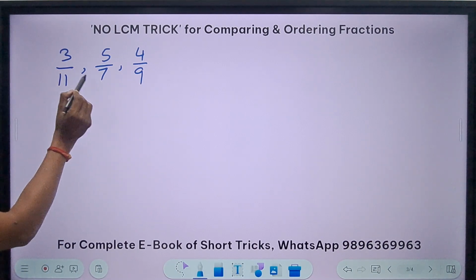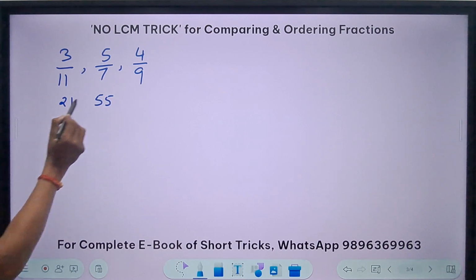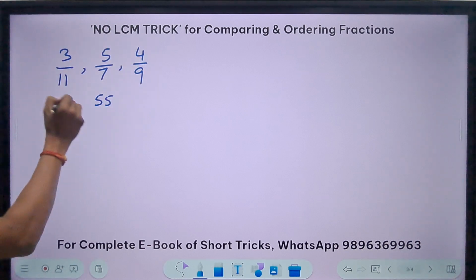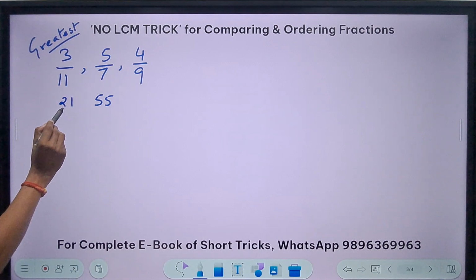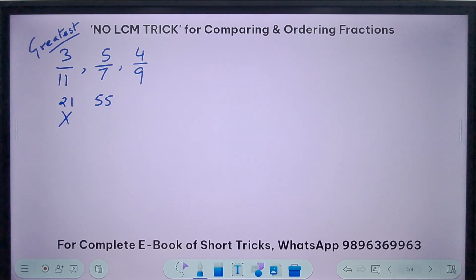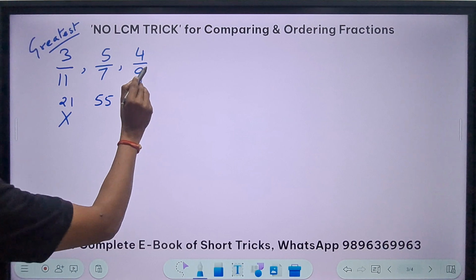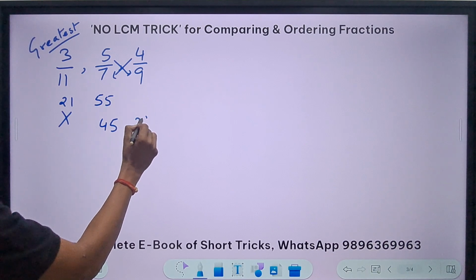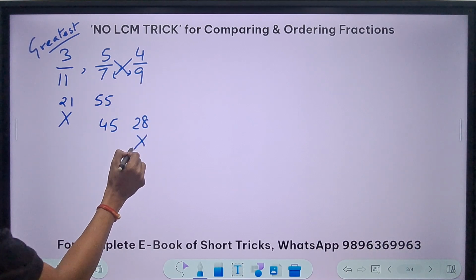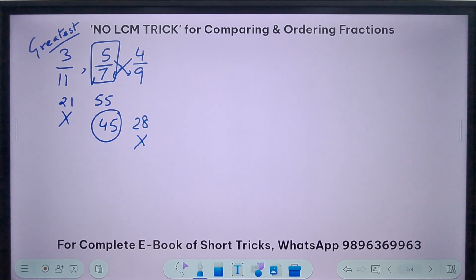So if I compare these 2 fractions, 3 times 7 is 21 and 5 times 11 is 55. Now see, 21 is smaller. I want to find the greatest one, so I will write here, greatest. If I have to find the greatest, then the smaller one has to be eliminated. So this is eliminated now. Now the greater one out of these two will be compared with the third one. So 5 times 9 is 45 and 7 times 4 is 28. See, this is smaller, so this is also eliminated. Therefore 5 by 7 is the greatest fraction out of these three.